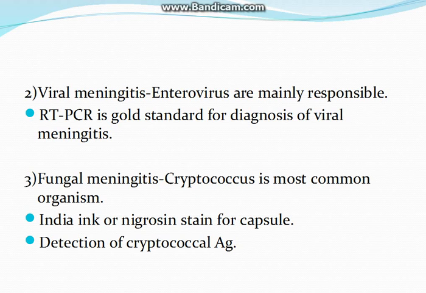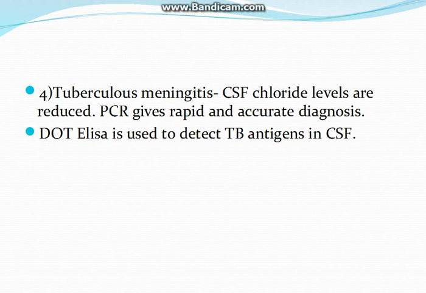For viral meningitis, enteroviruses are responsible. Reverse transcription PCR is the gold standard. For fungal meningitis, Cryptococcus is the most common organism. India ink can be used, and we can also detect the cryptococcal antigen. For tubercular meningitis, PCR gives a rapid and accurate diagnosis. Also, it's very important to know that CSF chloride levels are reduced in cases of tubercular meningitis, and dot ELISA can also be used to detect the tubercular antigens in CSF.